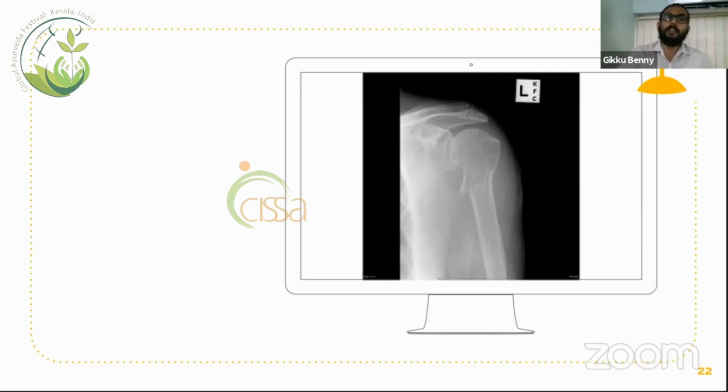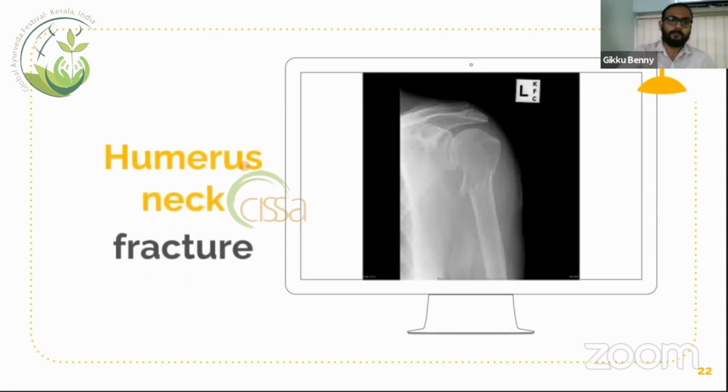In 10% of neck of humerus fractures, with 3 or 4 part fracture with 30-degree angulation, it is better to go for surgical management. Surgery is needed in below 10% of cases.